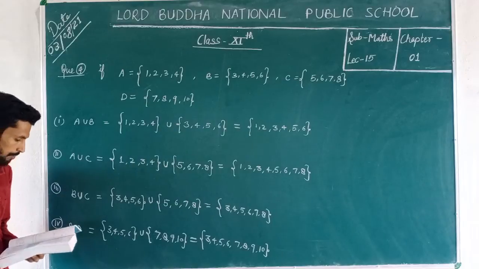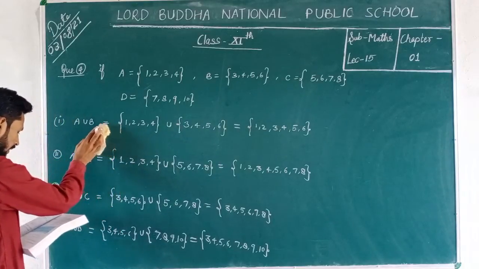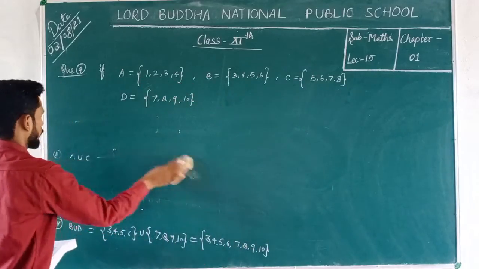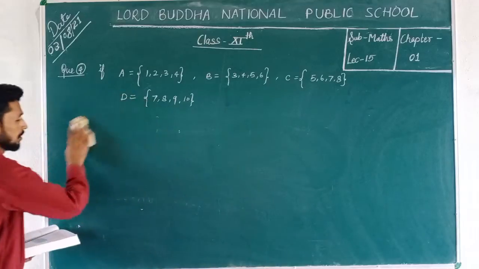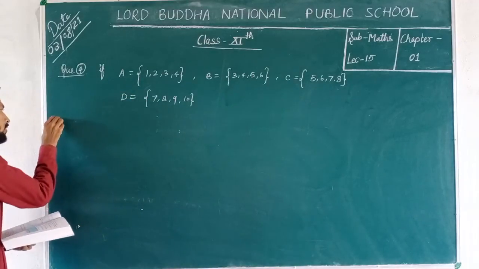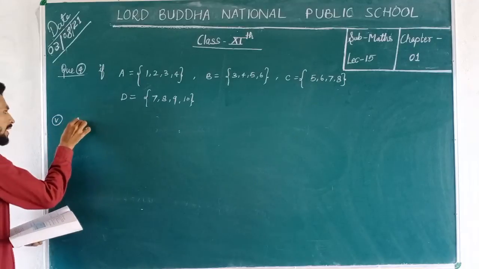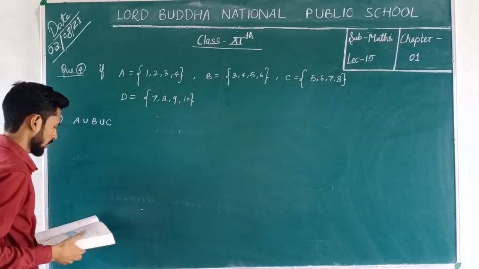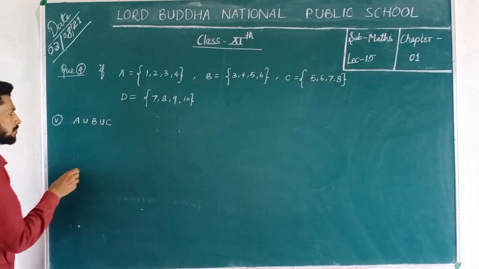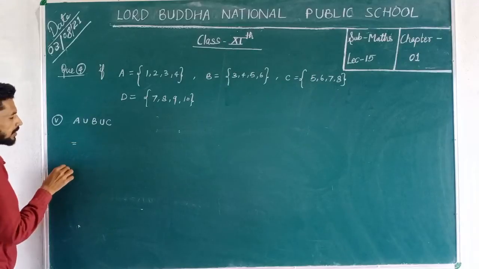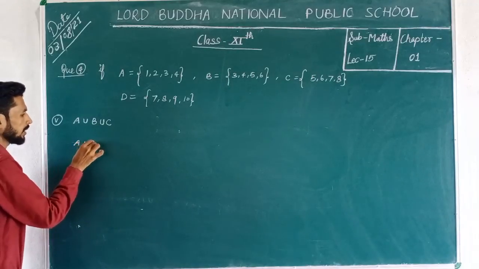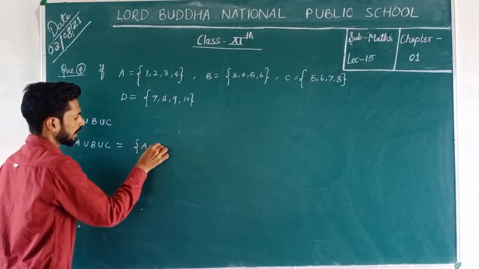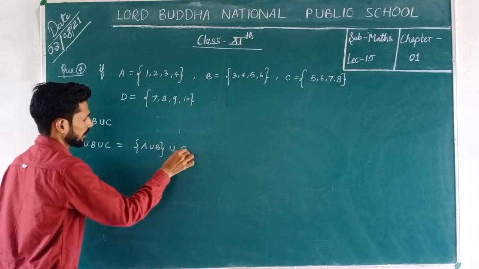Now part number 5th, 6th and 7th. Part number 5th: A union B union C. In this part we can find this value A union B union C, that is equal to A union B, which we can find first, and then take the union of C.